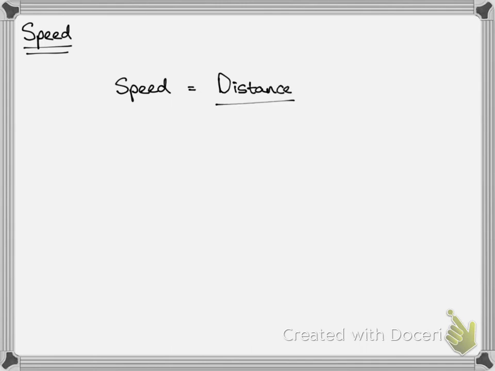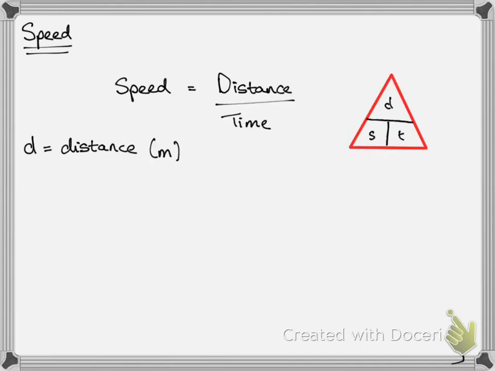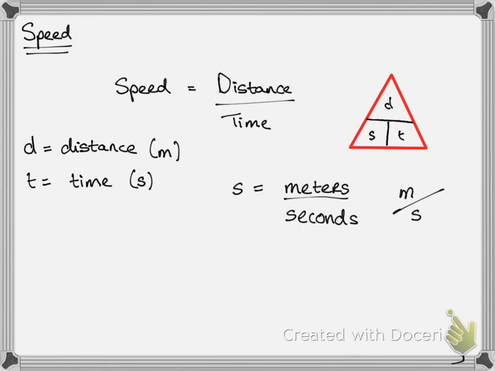So let's look at first of all at speed. Speed is distance divided by time, which you can use the following formula for, where d is equal to distance in meters, t is equal to time in seconds, and if you want to figure out what the unit for speed is, remember that speed is equal to distance divided by time, so that's meters divided by seconds, so meters per second.